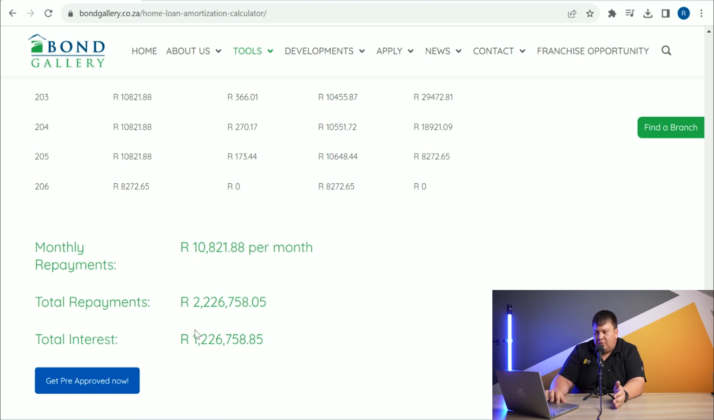Also, your total interest paid over the loan has gone down from 1,447,000 to 1,226,000. So that's a substantial interest repayment saving that you've made. And while you've saved on the amount of interest that you've paid, you're actually also shortening the time. You've saved yourself 34 months worth of repaying 10,000 Rand a month.